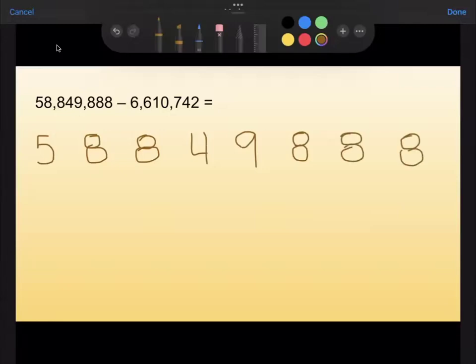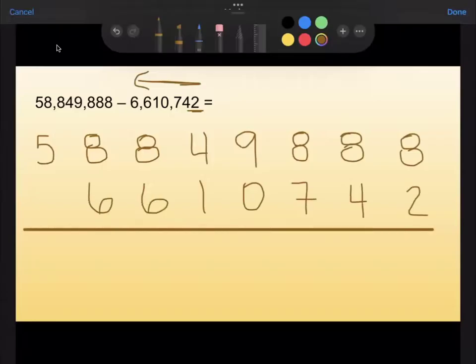Okay, then we're going to take away that second number, but we're going to start with the ones place and write it this way. So we'd have a 2, a 4, a 7, 0, 1, 6, and 6. So now I know that everything is lined up correctly. Back to the ones place, 8 minus 2 is 6, so no regrouping there. 8 minus 4 is 4. Okay. 8 minus 7 is 1. 9 minus 0 is 9. 4 minus 1 is 3. 8 minus 6 is 2. 8 minus 6 again is also 2. And 5 minus nothing is 5.